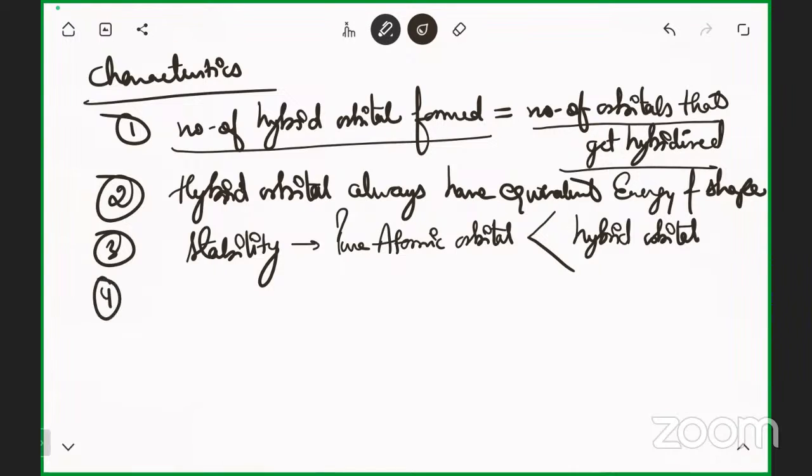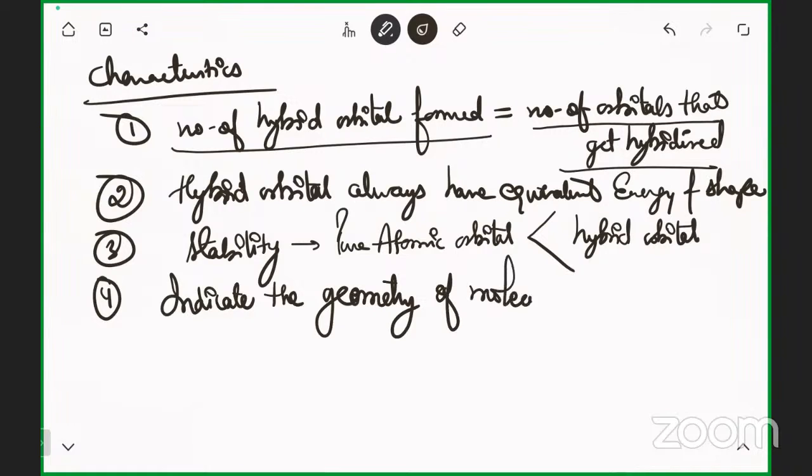Fourth one and the last one: the hybrid orbitals are generally directed in space, or you can say the hybrid orbital shows the geometry of the molecule. So it means it indicates the geometry of the molecule.